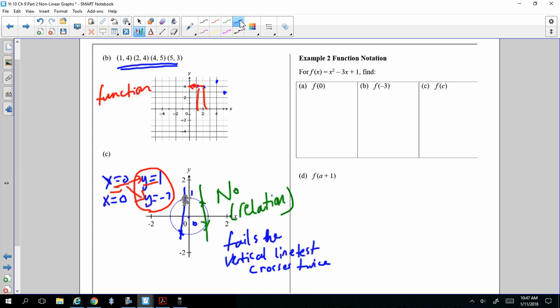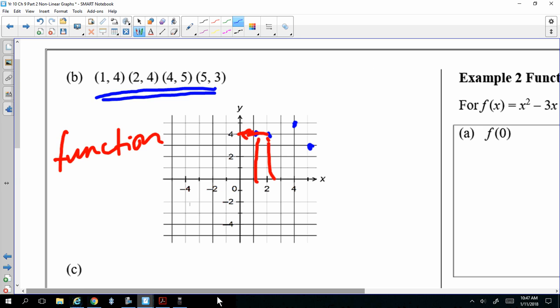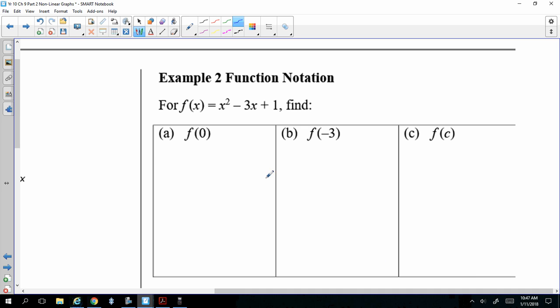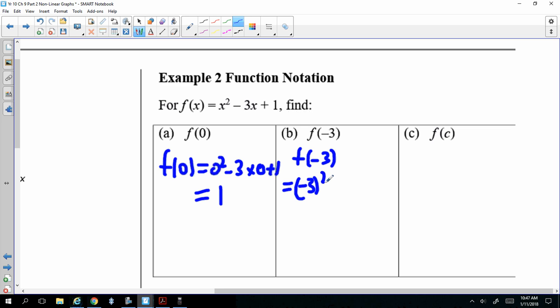Let's look at this formula here. That's a quadratic function. We're going to calculate f of 0. f(0) equals 0 squared minus 3 times 0 plus 1, which is equal to 1. How about negative 3? f(-3) equals (-3) squared minus 3 times (-3) plus 1. When you square the negative, it becomes positive 9. Negative 3 times negative 3 is positive 9 again, plus 1, so your answer is 19.